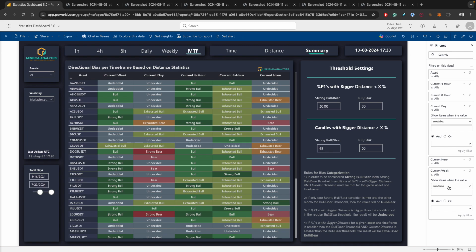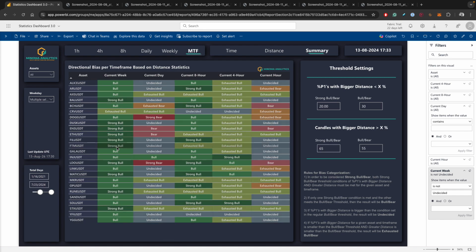Right now I wouldn't do it for that, but you can do the same for the week. Filter out undecided, then you will see just which assets have a bias and what that bias is. And now it becomes pretty clear that it looks like we must go up for the week for now.